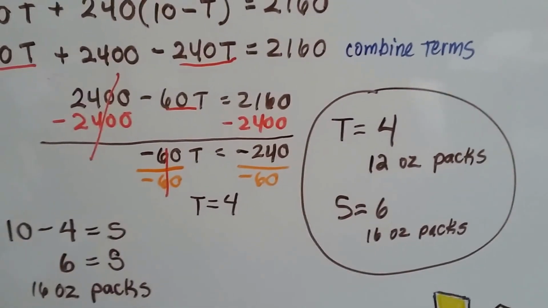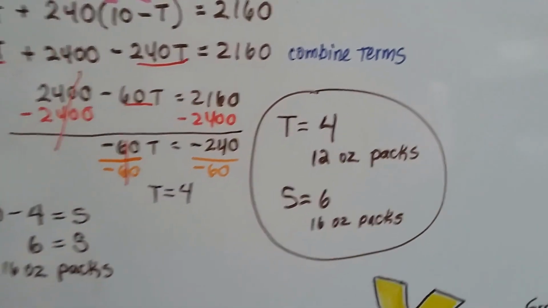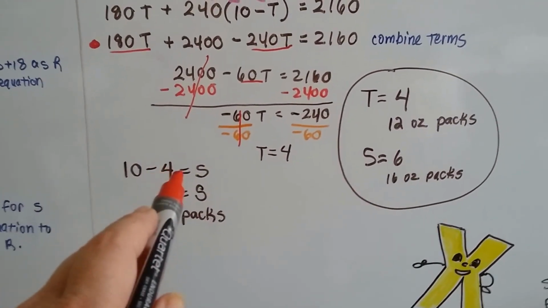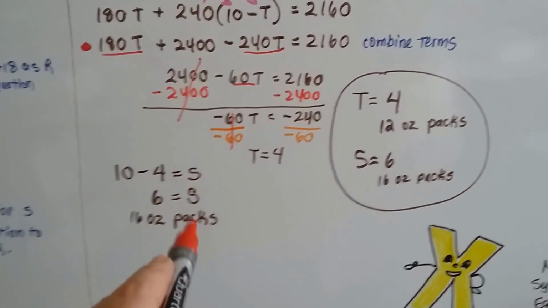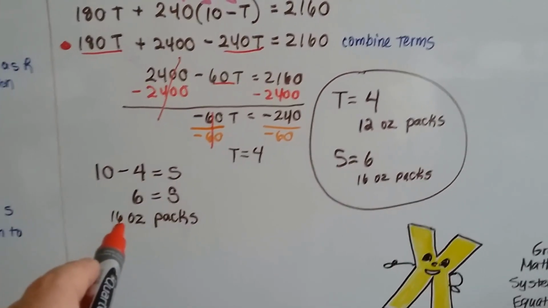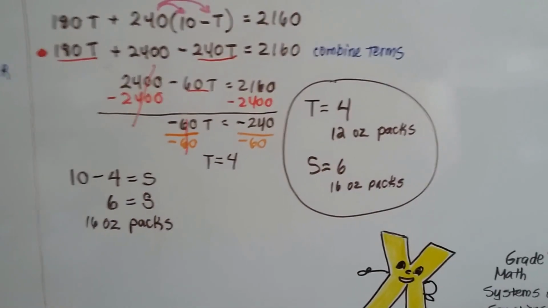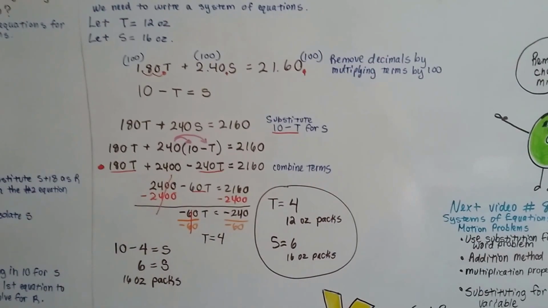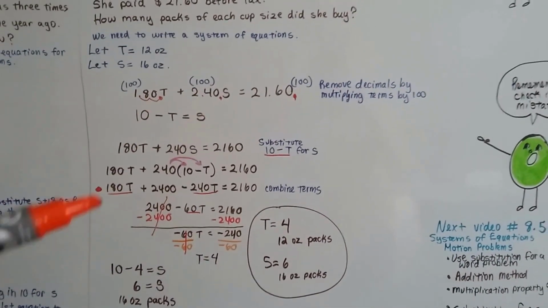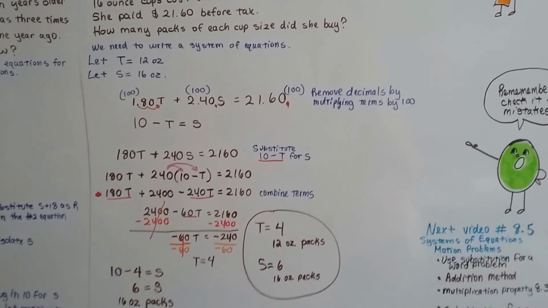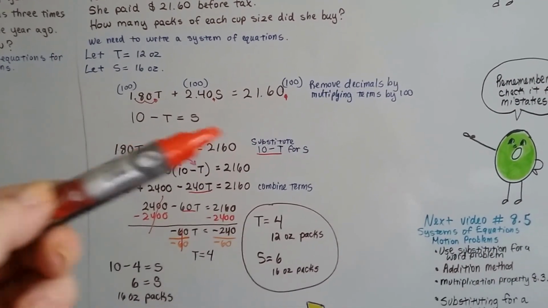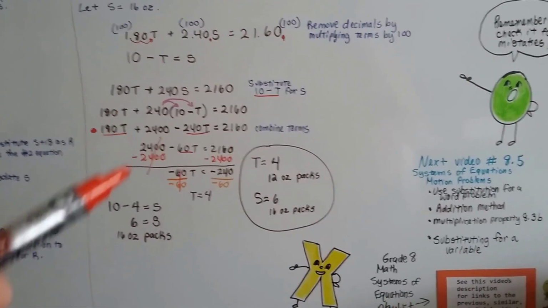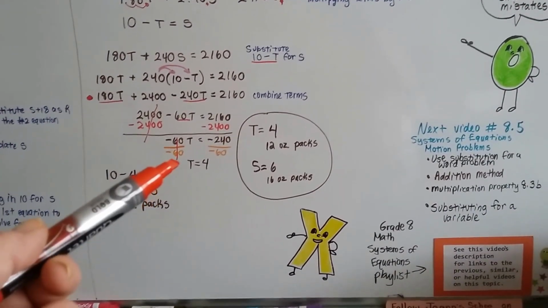So now we know that for the 12-ounce cups, there's 4 packs. We just plug that into our subtraction problem. 10 take away 4 equals S, so S must be 6. So there must be 6 16-ounce packs and 4 12-ounce packs, okay? So that one was a little more involved because we removed the decimals and we had to come up with the system of equations, and we had to do some distributive property when we substituted 10 minus T in for the S. Then we had to combine like terms, and then we solved for T, and then we plugged it into the equation, okay?